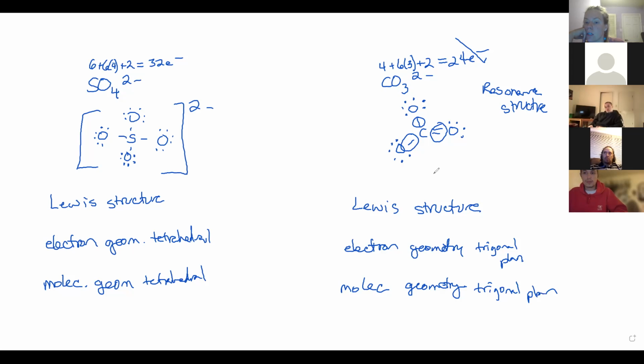Even if it's a resonance structure, even if there's a double bond, as long as there's no lone pairs, it's the same. Any questions on that? On those?